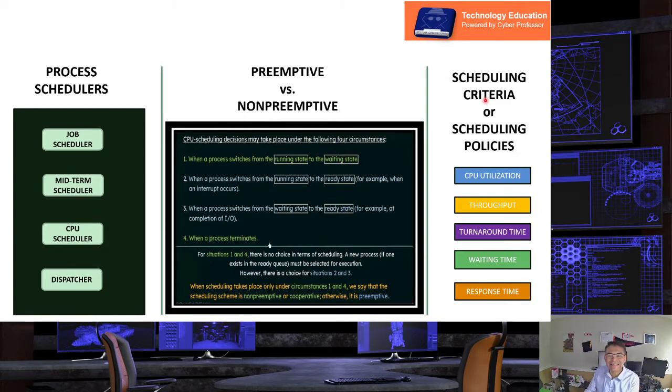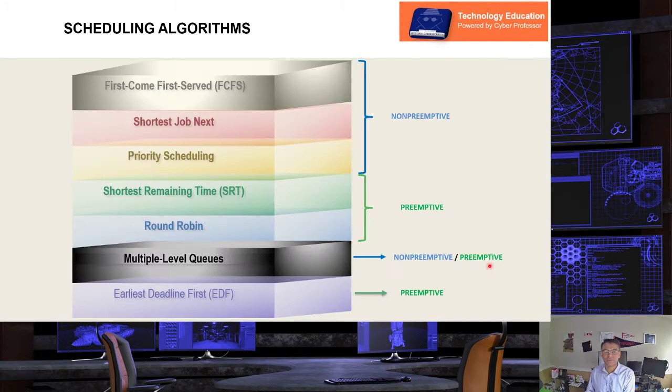Next, scheduling criteria or scheduling policies. This is the criteria or the policy that is used to schedule CPU resources or to schedule activities around the processes that are part of the operations of a computer system at any point in time. And those criteria are the following: CPU utilization, throughput, turnaround time, waiting time, and response time. So there are 5 different criteria that are used to schedule the processes within a computer system.